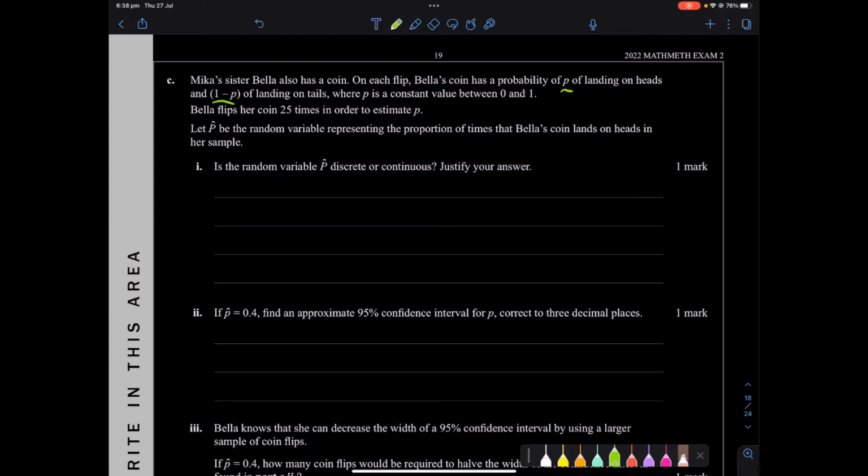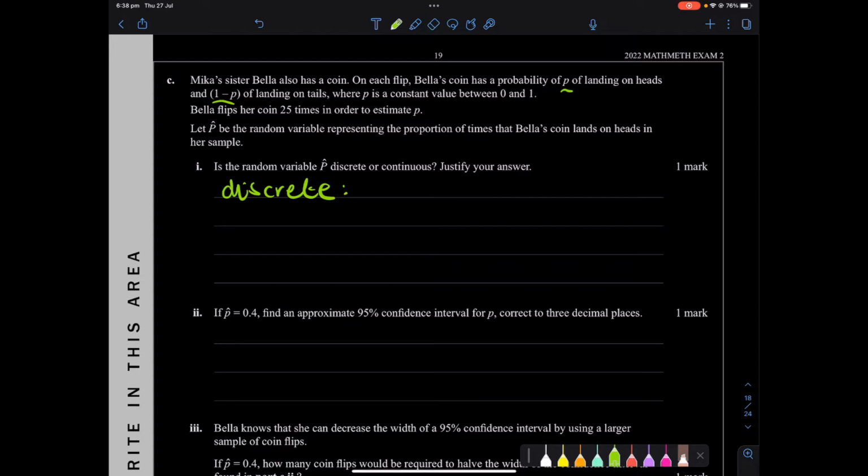It's discrete. It's a coin flip. There can only be heads or tails, like one head or two tails or three tails. So it's a whole number. It's countable, you can count them. So yes, it's discrete. We have to justify our answer.